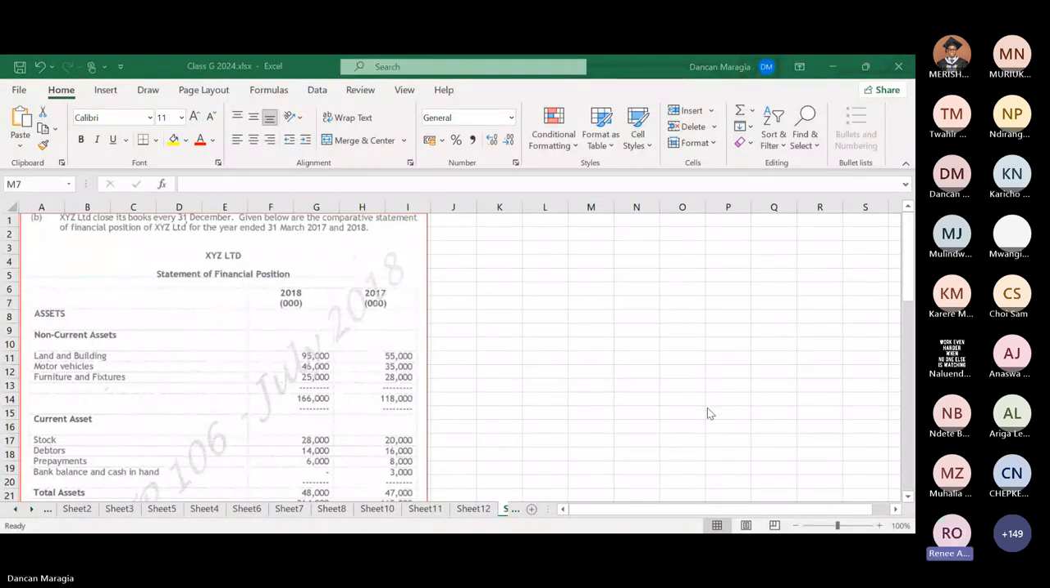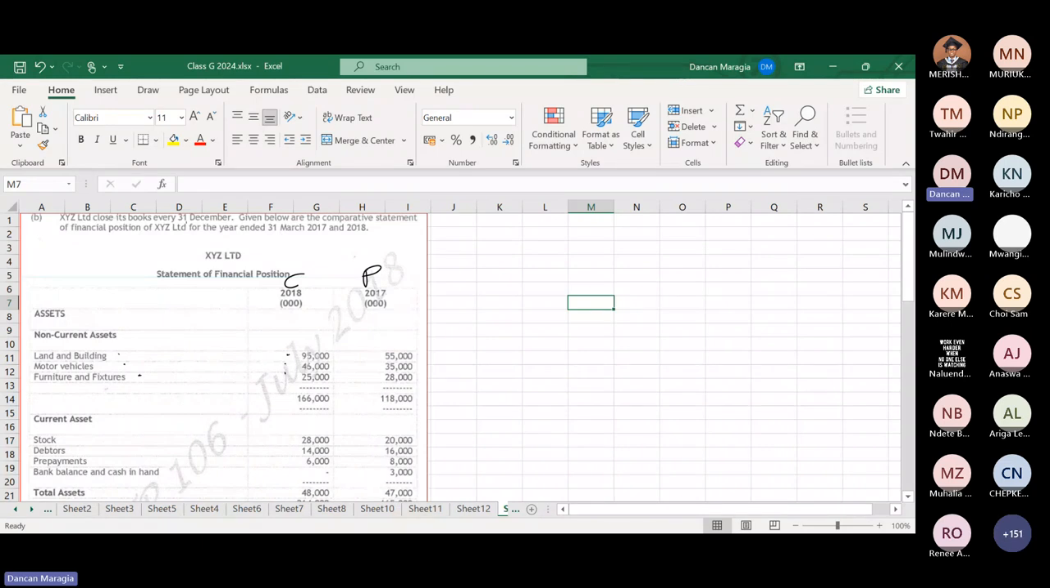Yes, we can. So this is our current year. So the first thing you need to identify again is the current year, and the other one is our previous year. So you have non-current assets. Now check here. You are given land and building, motor vehicles, furniture and fixtures.